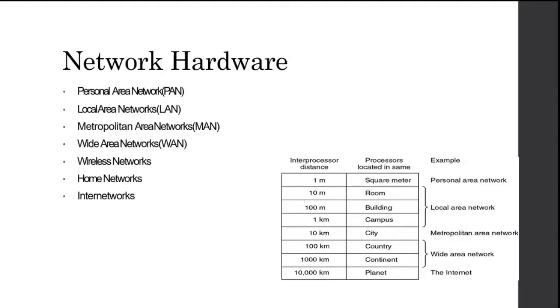We can find the Cat6 RJ45 for the LAN, really cool. Of course, metropolitan area network, which includes cities, wide area network, which includes the country and continents, reaching 100 to 1000 kilometers, and of course the internet, which covers 10,000 kilometers, even more, for the planet.